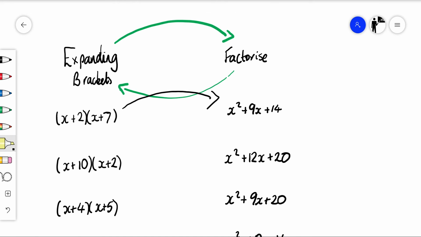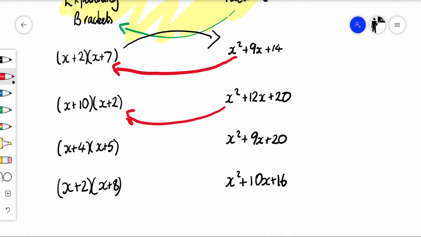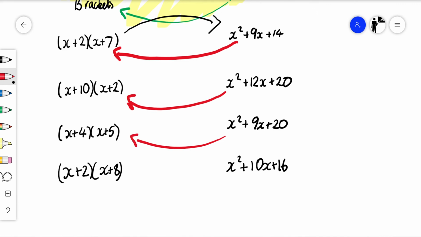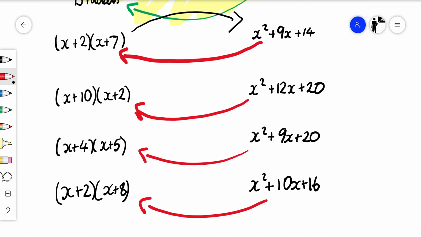But because of this relationship, it holds that if we work the other way, if we factorise this, it should give us this answer. If we factorise this, it should give us this answer. If we factorise this, and if we factorise this. And what we need to do is examine these a lot more closely and see, can we notice any connections? So I'm just going to highlight the numbers here, 2 and 7. Is there anything connecting 2 and 7 with these values here?